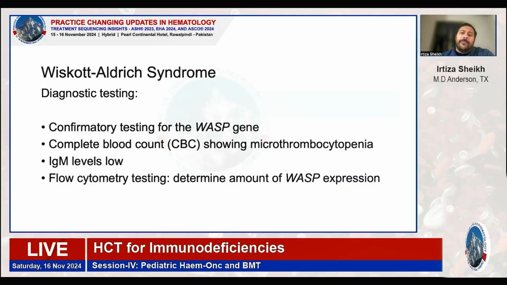Now, the diagnostic testing generally relates to discovering the WAS gene, which encodes a protein needed for white blood cell motility and signaling. And like I mentioned, when you look at these patients' CBC, generally what you'll see is a microthrombocytopenia with a low mean platelet volume, or MPV, as well as low IgM. Other immunoglobulins like IgG and IgA are very variable. They may be normal, low normal, or very, very low. But the IgM is going to be your key. Along with testing for the WAS gene, you can also, less commonly, use flow cytometry to determine the amount of the protein expression itself.